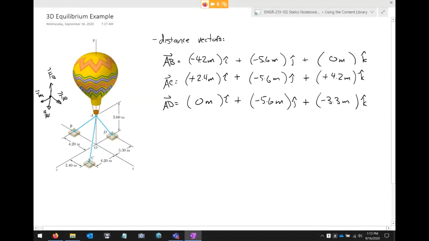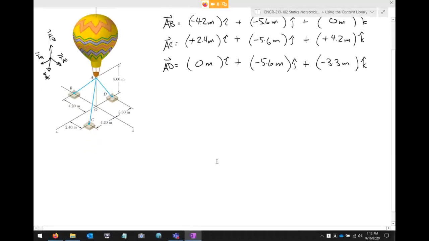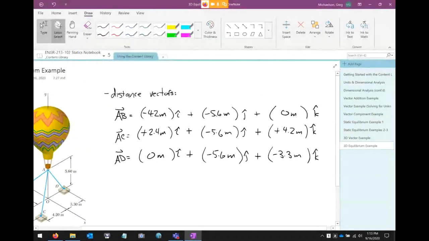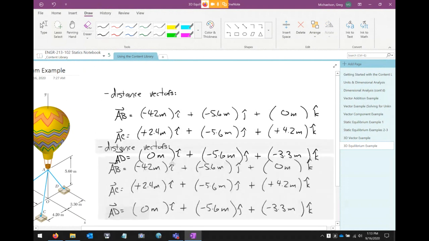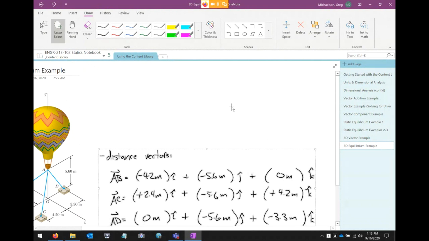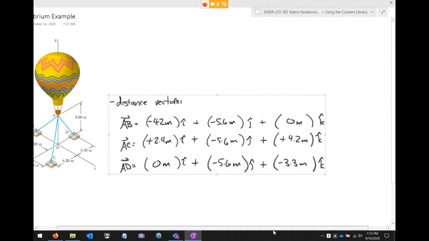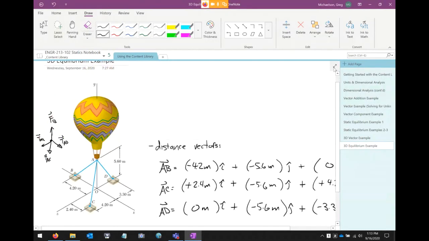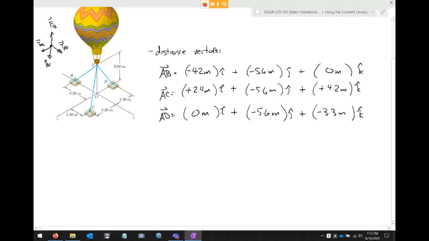Now that we've got the distance vectors, the next thing we're going to do is the unit vectors. Tell you what, I'm going to cheat a little bit and move this down, because I know what's going to happen. I'm going to start drawing these things out, and then, oh, I forgot to turn my draw back on. I'm going to be scrolling up and down like nobody's business, and I'd like to not do that.